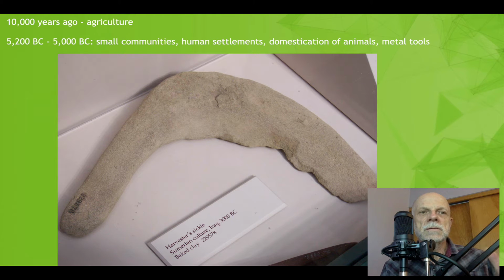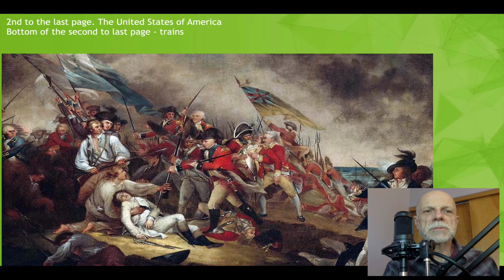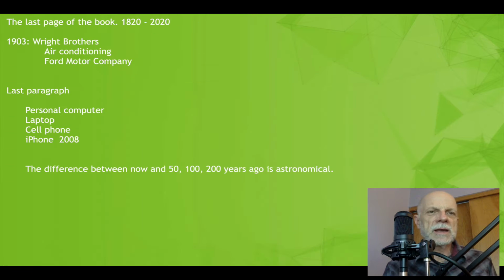And then we're getting close to the end of that last book. Second to the last page, the United States of America. All sorts of innovation is happening in there. It's the 1700s, and things are happening quickly. At the bottom of the second to the last page, trains came into existence, revolutionizing society beyond belief, and more automation of factories began. And that last page of the book represents 1820 to 2020, and now phenomenal growth is happening.